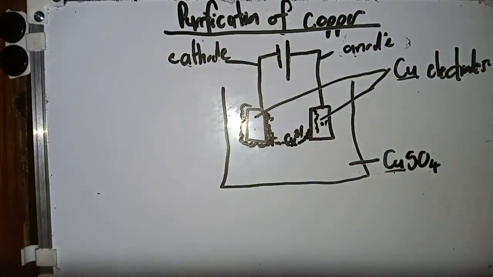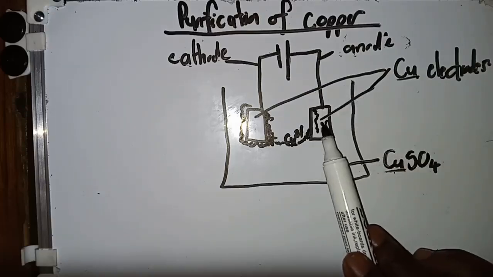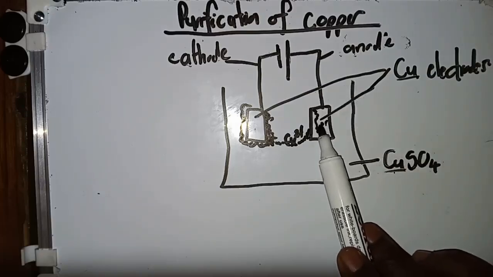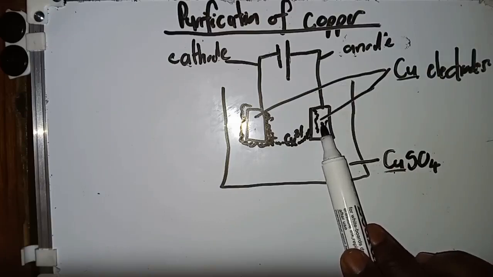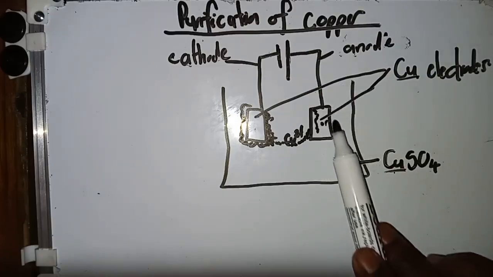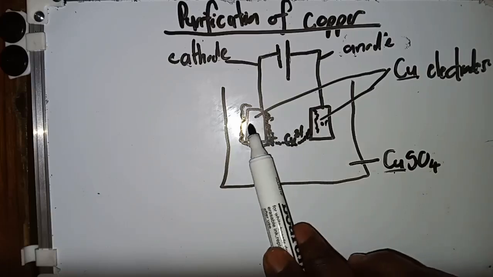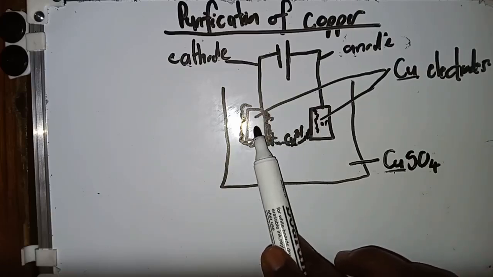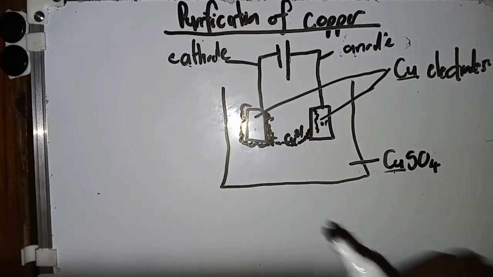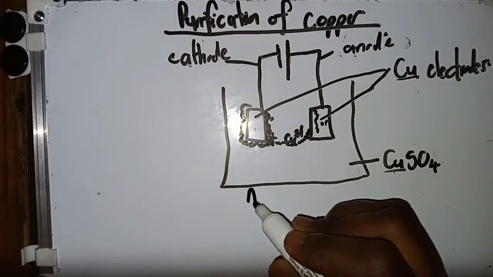So what we see with time is that the mass or the size of this electrode will decrease because it will have been dissolved. Okay, and the mass or size of this one will increase. So that's what happens.